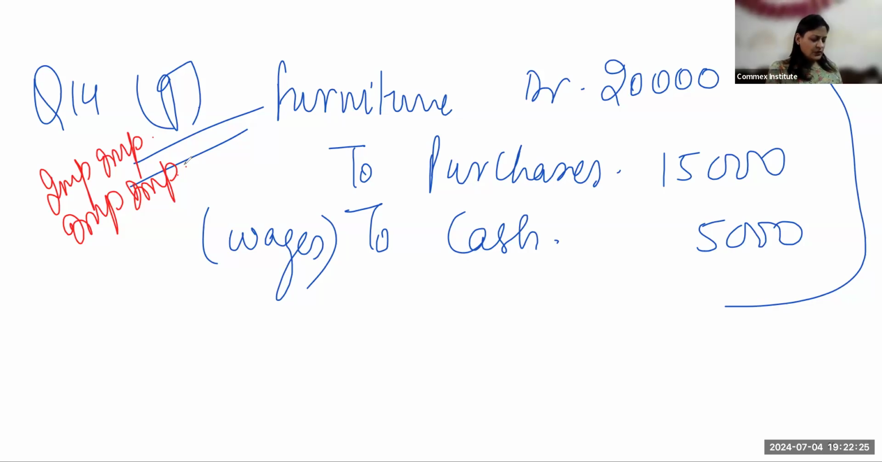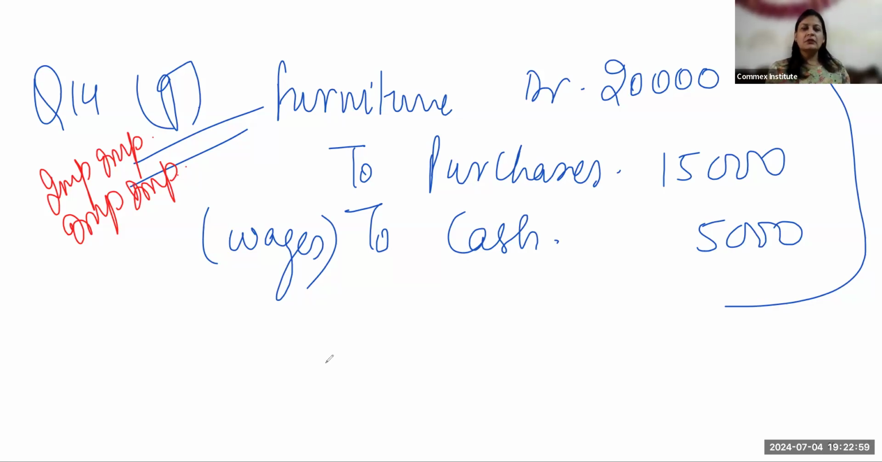Leave the H entry for now. I is again additional capital, cash to capital, sorry, bank to capital. Others we have done these kinds of entries, so you'll be able to do it. Okay, so start doing your illustrations.